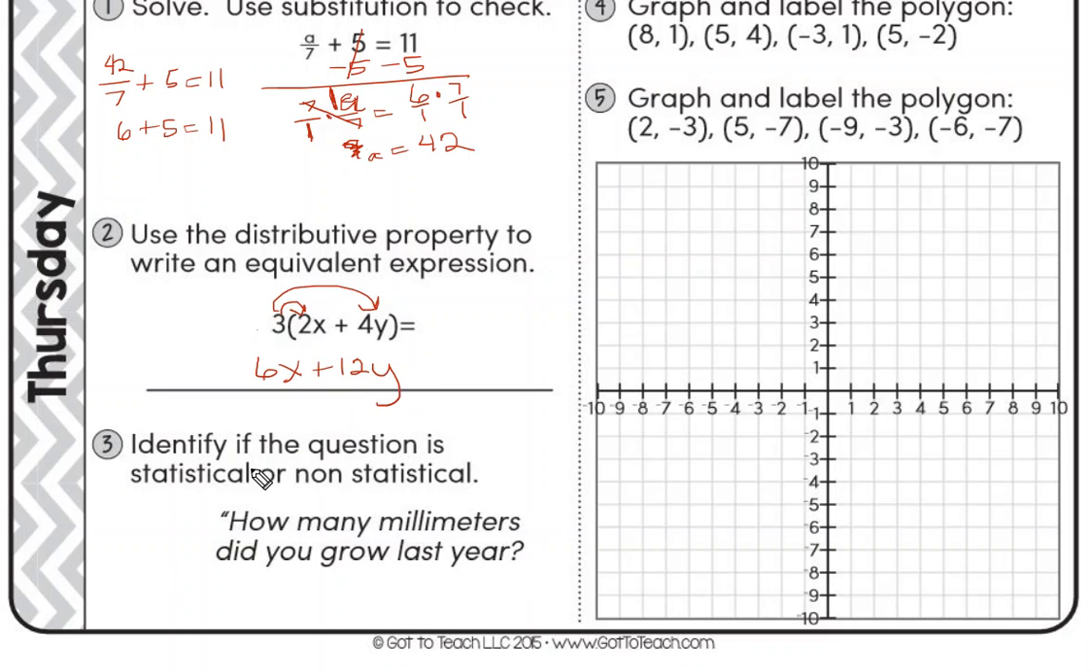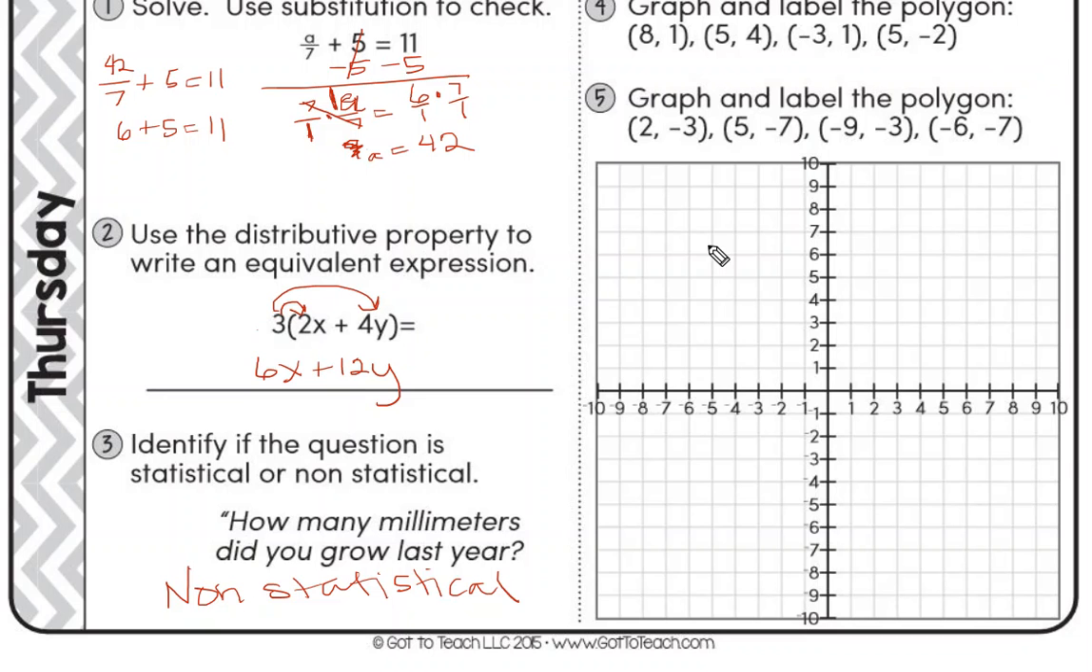No. Okay, so identify if the question is statistical or non-statistical. So remember, statistical means I can gather data on it. I could create a histogram or dot plot, something like that. So can I do that? How many millimeters did you grow last year? Well, that's last year. Not really. I mean, you'd have one dot on your dot plot, right? So say you grew 12 millimeters. Right? That's one. That's not statistical. So, non-statistical.